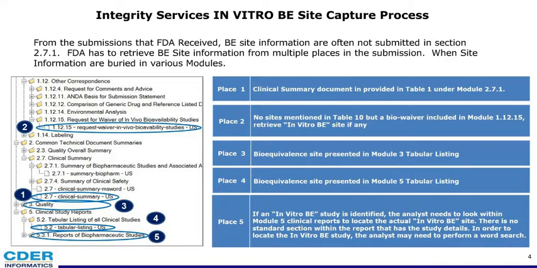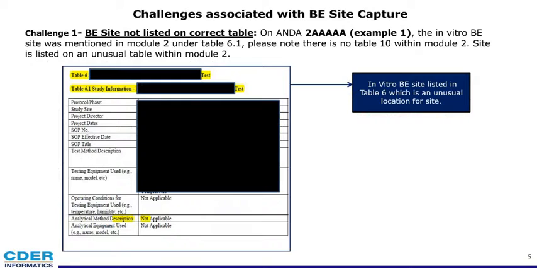So this is the real process we have today, because sometimes we are not able to capture information in module 2.7. Then we have to go to a second place and even a third place. In the worst case, sometimes we have to go through module 1, module 2, module 3, module 4, module 5, trying to locate all this B site information, because this information is very critical for us.